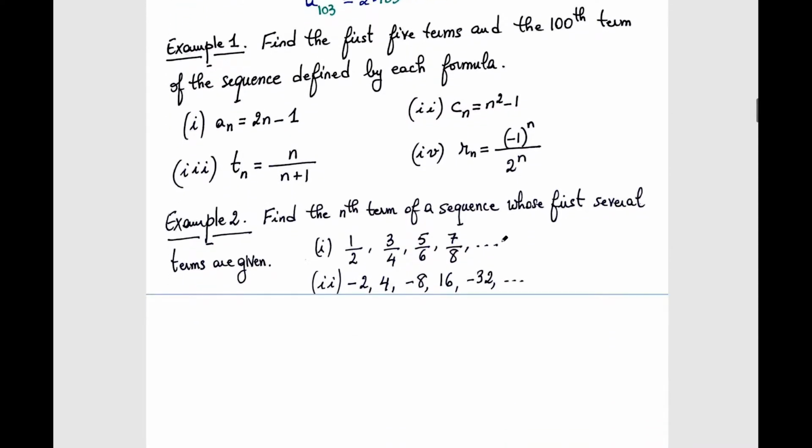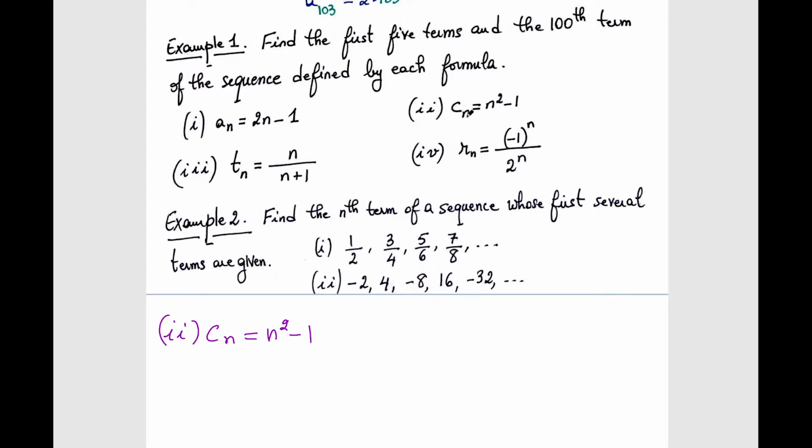So we have that Cn is equal to n squared minus 1. Here they're calling the terms Cn's. So the nth term is called Cn. You can call the nth term An, you can call it Tn, Rn, Yn, and so on and so forth. So they gave it the name Cn.